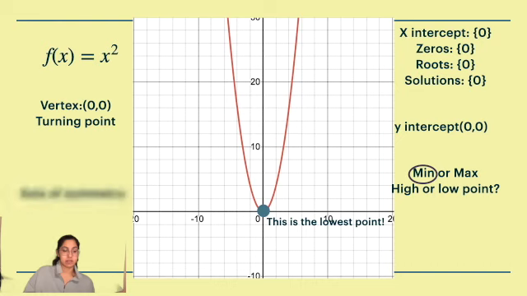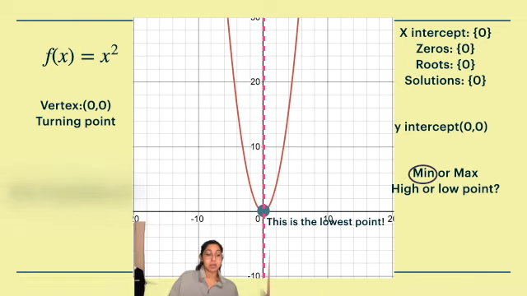Next, we've got axis of symmetry. So a line that goes directly through the middle. And that is a vertical line. So I've got that vertical line going through the middle, and I do need to write it as an equation. So it is x equals 0. That is our axis of symmetry.